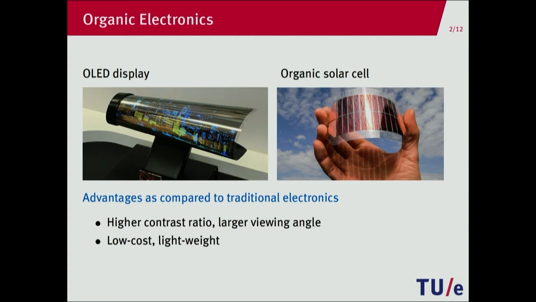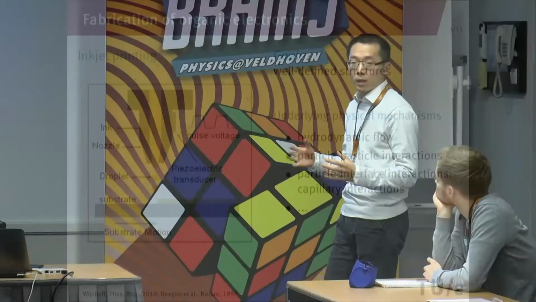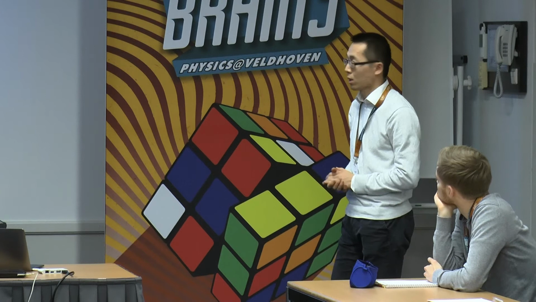And how to fabricate the organic electronics? So the basic method is solution processing, for example, inkjet printing. In inkjet printing, the liquid with dissolved functional materials is deposited on the substrate. After solvent evaporation, the solid functional materials will be left on the substrate. But the goal is to achieve well-defined structures, and to achieve this goal, we need to have a better understanding of the physical mechanisms, such as the hydrodynamic flow, the particle-particle interactions, and also capillary interactions. So in my PhD project, I focus on the capillary interactions between the particles.